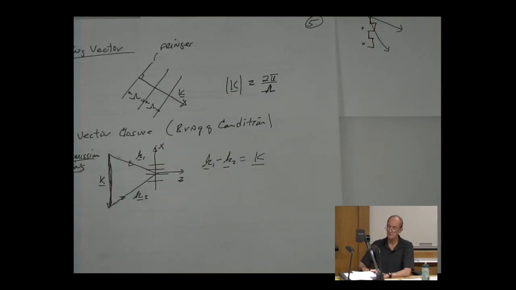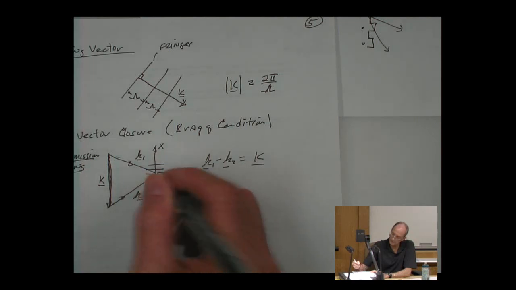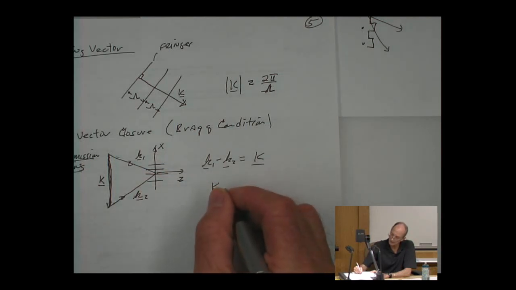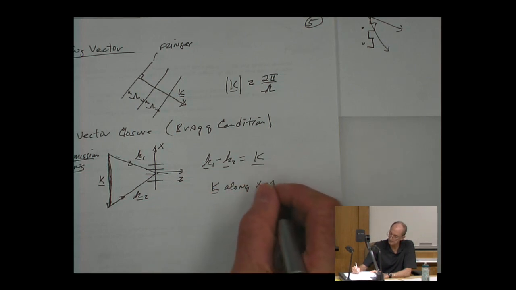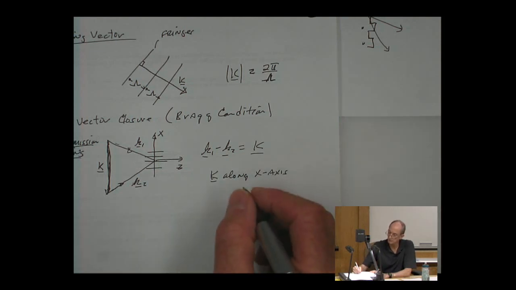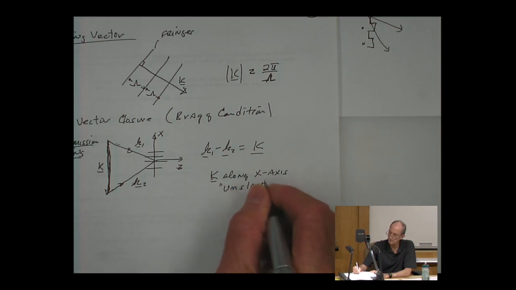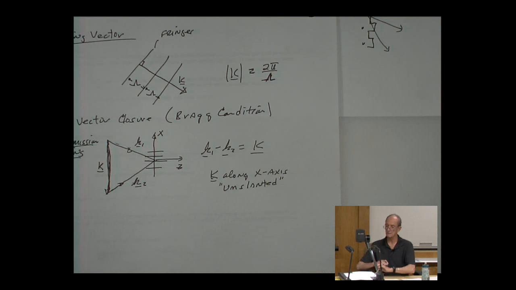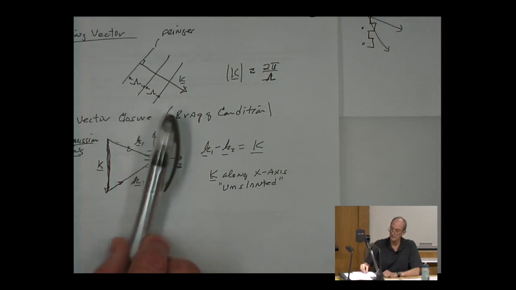And it's even more specific than that. If, in fact, this grading vector lies along the x-axis, so k is along the x-axis, then we have a very nice transmission grading, in the sense that it's one of the simpler ones to analyze. We like to call that an unslanted transmission grading.